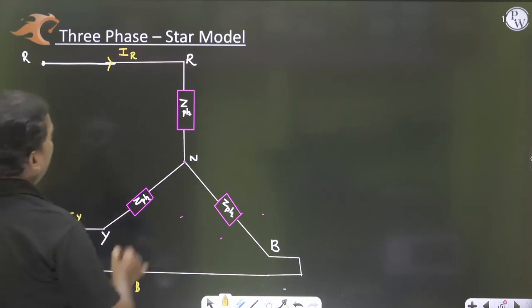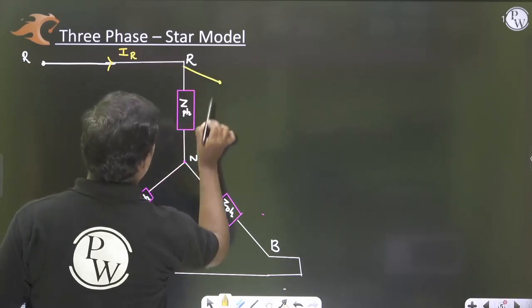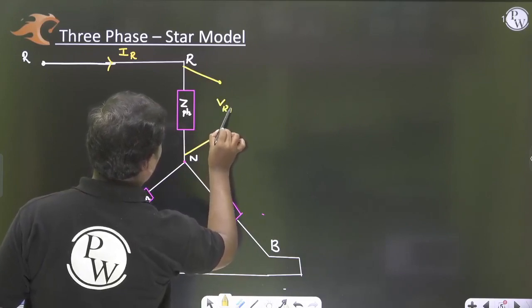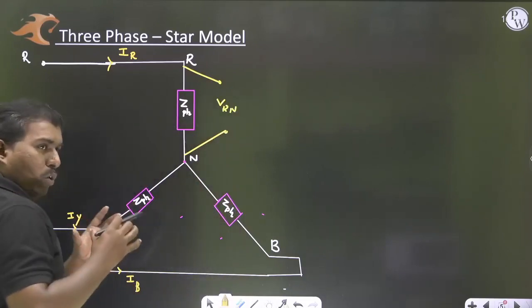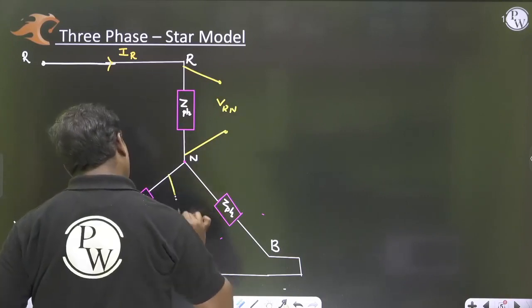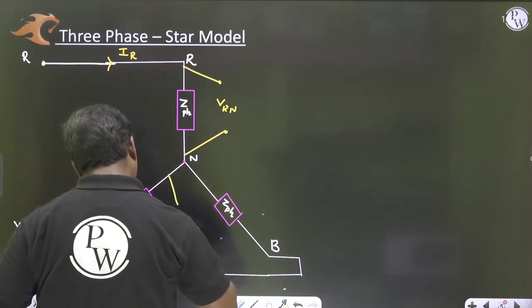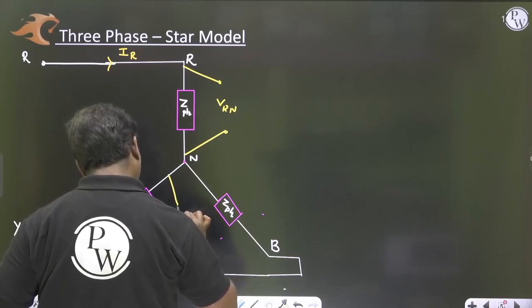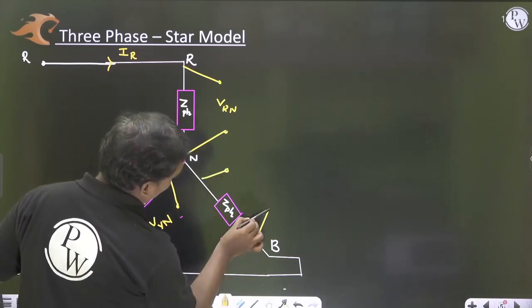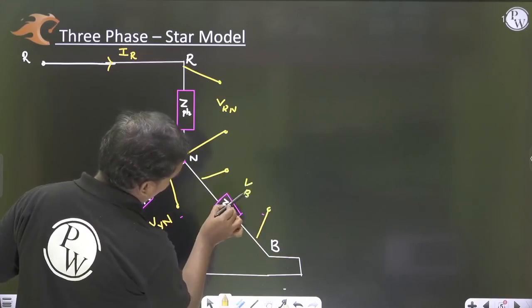And the voltage here I can take as VRN, that means the voltage across the impedance, and this one I can take as VYN, and here I can take it as VBN.